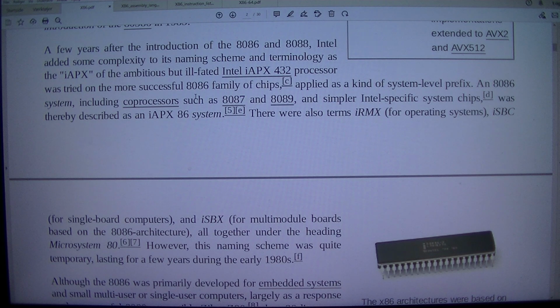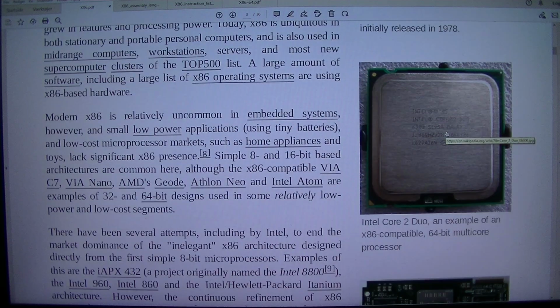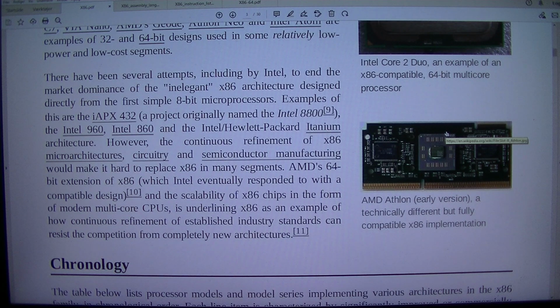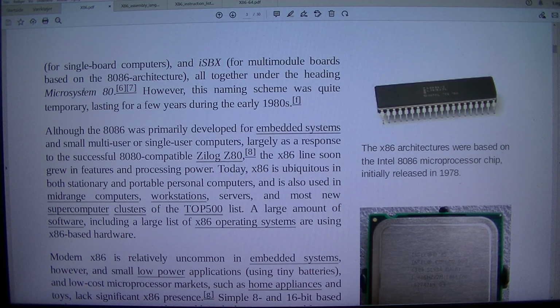An 8086 system, including co-processors such as 8087 and 8089, and simpler Intel-specific system chips, was thereby described as an iAPX86 system. There were also terms iRMX for operating systems, iSBC for single-board computers, and iSBX for multi-module boards based on the 8086 architecture, all together under the heading Microsystem 80. The x86 architectures were based on the Intel 8086 microprocessor chip initially released in 1978.